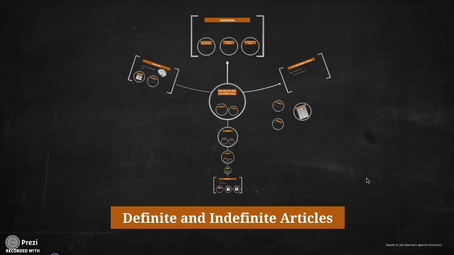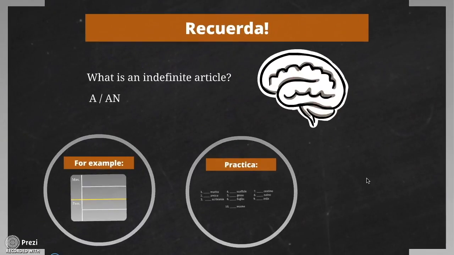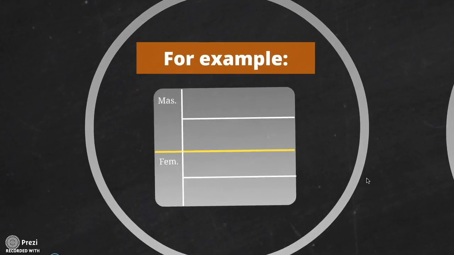So now we're going to talk about indefinite articles first. Very simply, an indefinite article is the way that we say a or an, like a book, a school, an apple, an orange. But we have 4 different ways to say a or an in Italian. And we choose which way we say a or an based on the rules of masculine and feminine.